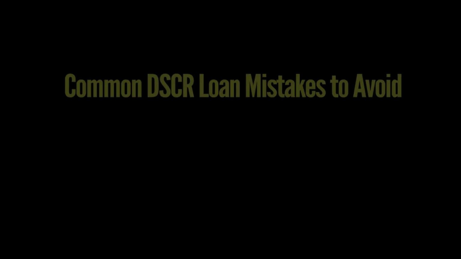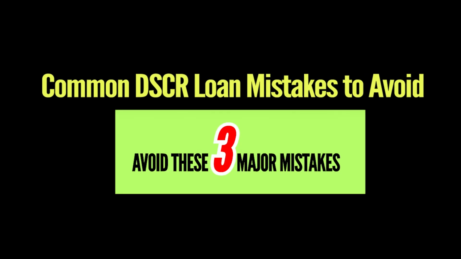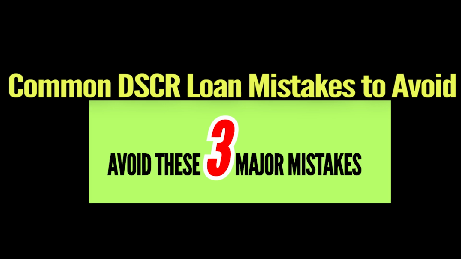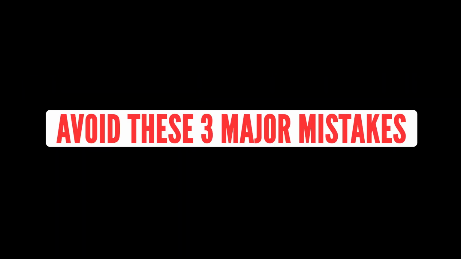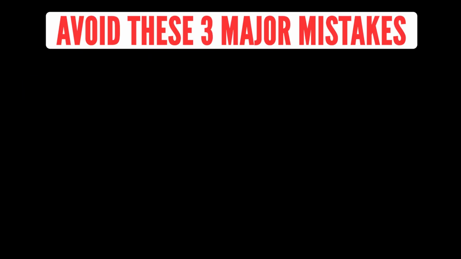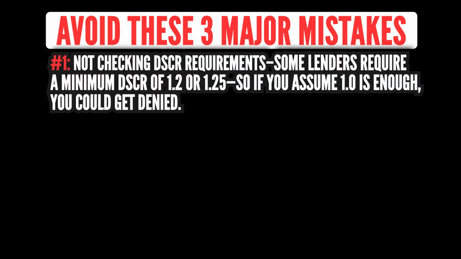Common DSCR loan mistakes to avoid. Before you apply, avoid these 3 major mistakes that get investors denied. Not checking DSCR requirements. Some lenders require a minimum DSCR of 1.2 or 1.25, so if you assume 1.0 is enough, you could get denied.